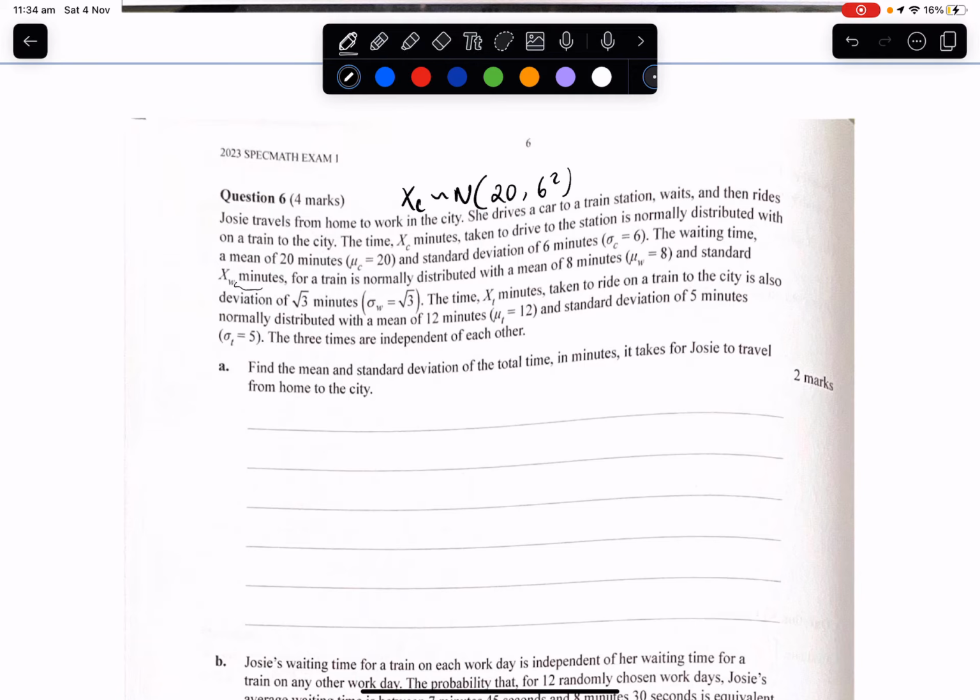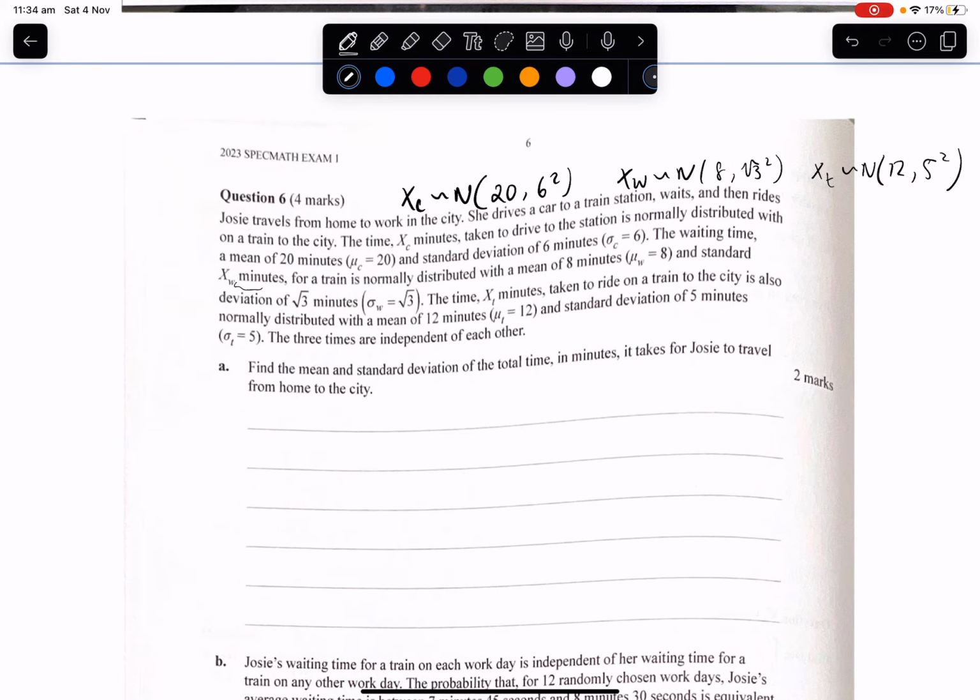And then what did they say? The waiting time, so XW is normally distributed. Mean is 8. Standard deviation is √3. And then finally XT, that's the time taken to ride on a train to the city, is normally distributed. Mean is 12. Standard deviation is 5. All three are independent of each other.